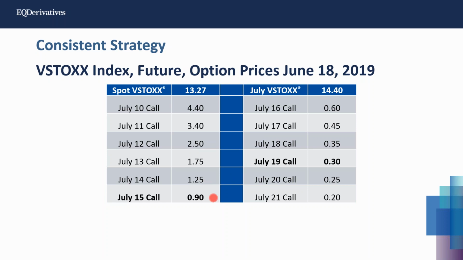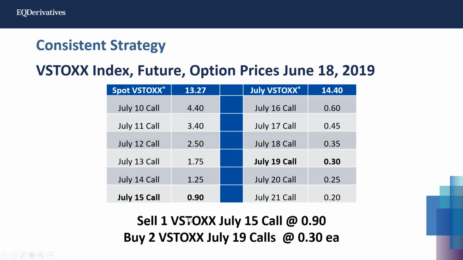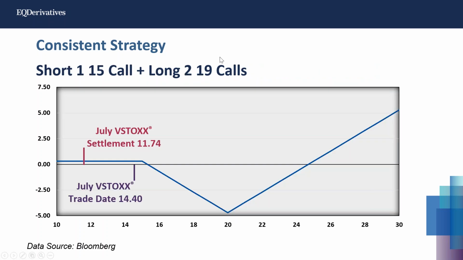So on June 18th, 2019, following the rules that showed up on the slide before, you would sell 1 of the July 15 calls, buy 2 of the July 19 calls, and the trade could be put on for a credit of 30 cents. And there's the trade. Sell 1 VSTOXX July 15 call, buy 2 VSTOXX July 19 calls, and the net result is, again, that credit of 30 cents. And this is what the payout would look like at expiration.